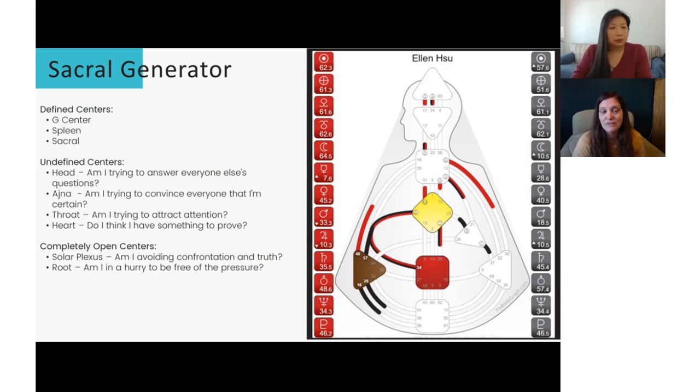So the not-self theme here is avoiding confrontation and truth. What that means is, if there's something that you see or recognize in someone, from not-self you can have the potential to not want to say it, or not want to hurt someone's feelings or make someone feel bad. So you avoid that confrontation and truth so that you can be kind, or so you don't hurt anybody's feelings. Does that resonate for you? Yeah, very much. Do you feel like you would describe yourself as being someone that's emotional?